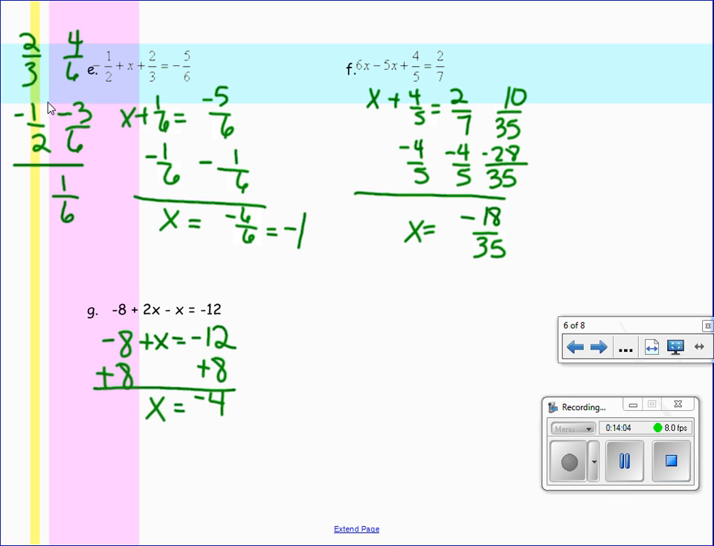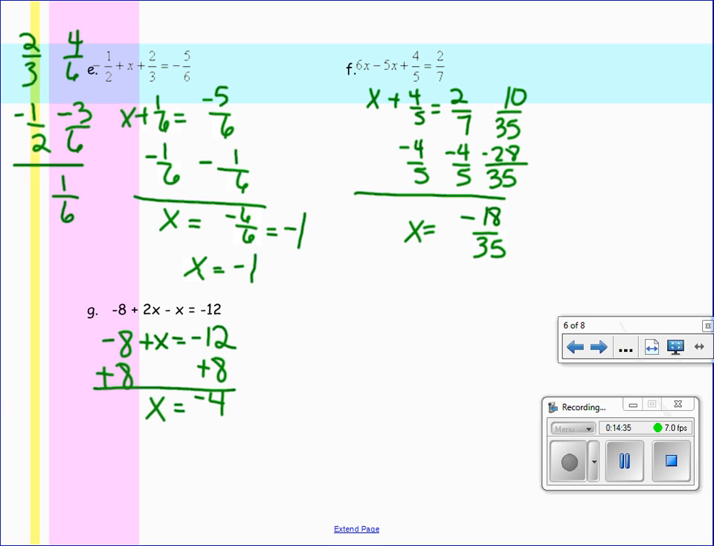Bringing it back over to our original equation, now we have x plus 1/6 is equal to negative 5/6. Doing the inverse operation, we're now going to subtract 1/6 from each side. So what we have left on the left-hand side is x is equal to, then we have negative 5/6 minus 1/6, which gives us negative 6/6, which is equal to negative 1. So x will be equal to negative 1.